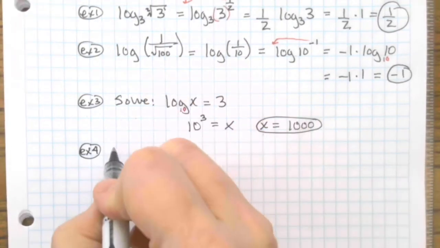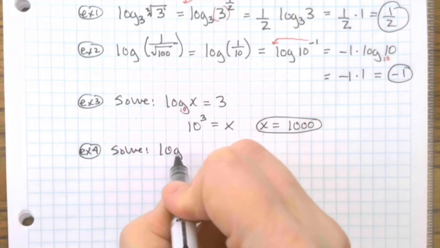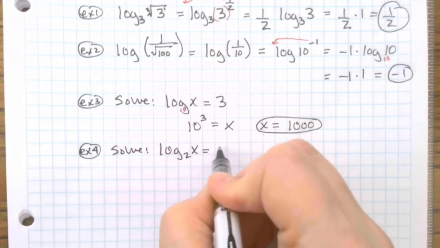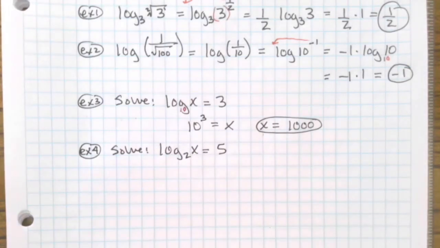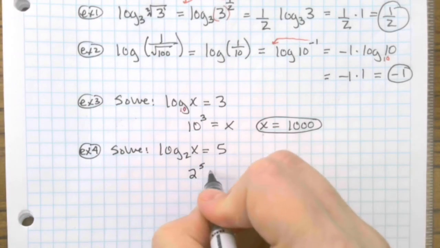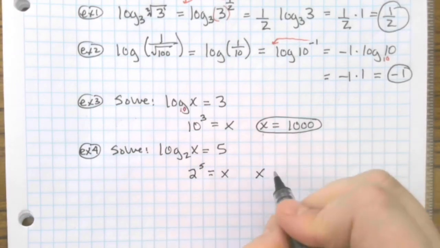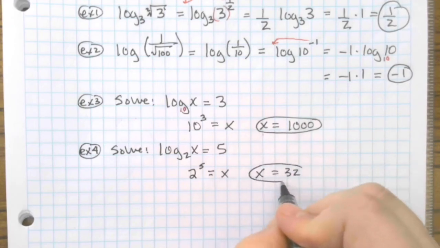This is the same thing, solve log base 2 of x equals 5. Go ahead and pause the recording and work this one out for yourself and then restart. Okay, so you solve this by flipping to exponential form. 2 to the power of 5 equals x. And 2, 2, 2, 2, 2 is 32.